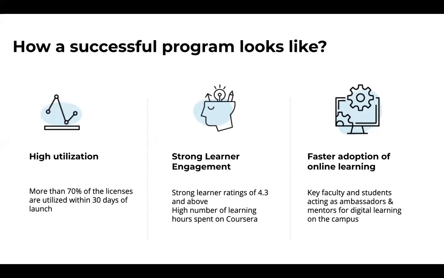The other indication is strong learner engagement. So learners have an option to rate Coursera courses once they complete them, and typically ratings of 4.3 and above on a scale of 5 point to strong learner engagement, which means that you are running a successful program on Coursera. And finally, you'll see key faculty and students who are ambassadors for the program, who are typically the early adopters. Use them for faster adoption and as mentors for digital learning on the campus. Remember, a lot of students are coming and learning online for the first time, so it's very, very critical for you to utilize these students and faculties as ambassadors.